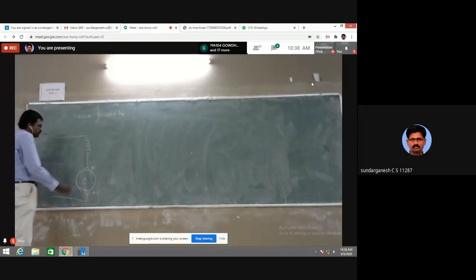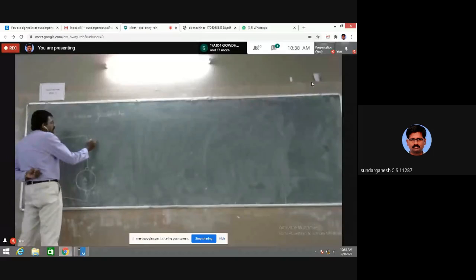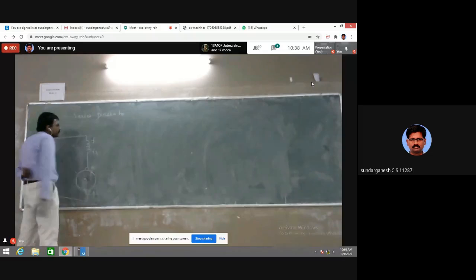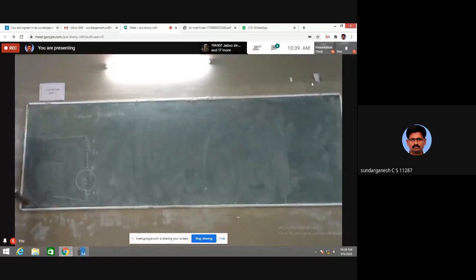So in series generator, you have to write the field terminals, normally F1 and F2. So it is a field coil. The field coil is in series with the armature.